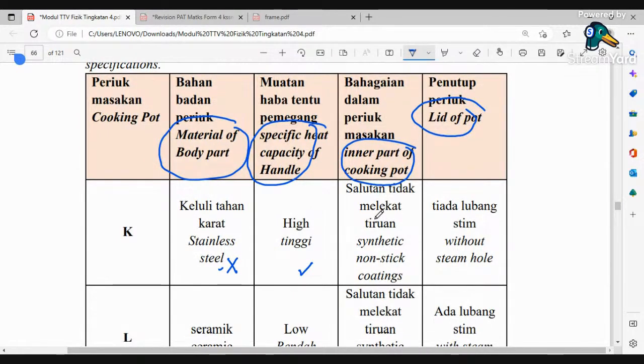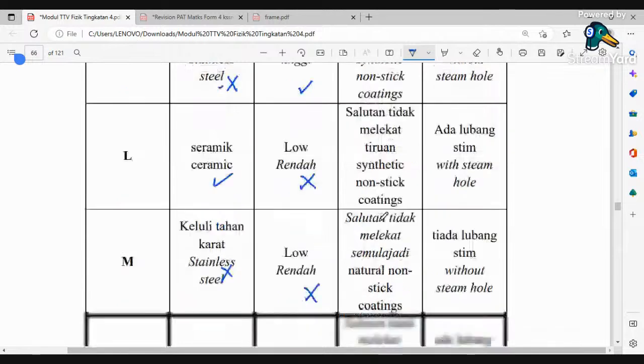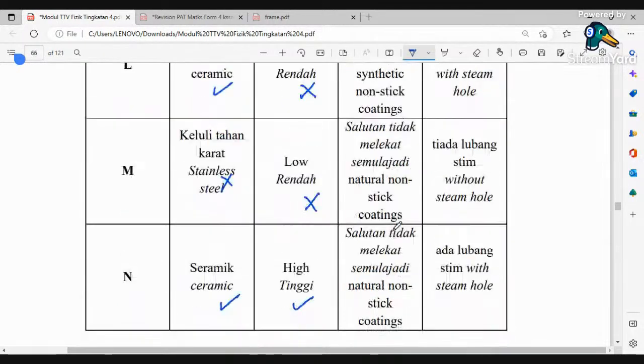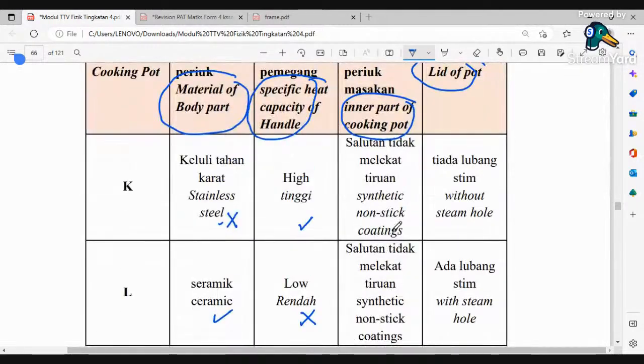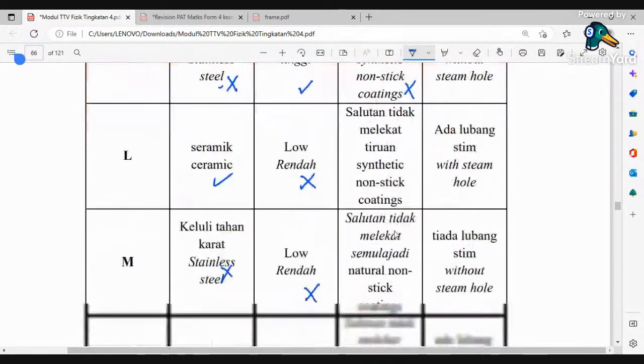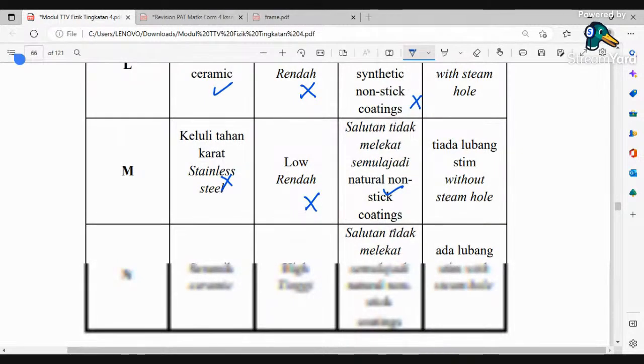Okay, inner part of cooking pot. Is it coated with a synthetic or natural coating? Okay, this is for consumption, safe to consume, so we don't want the synthetic. Okay, we use the natural non-stick coating.